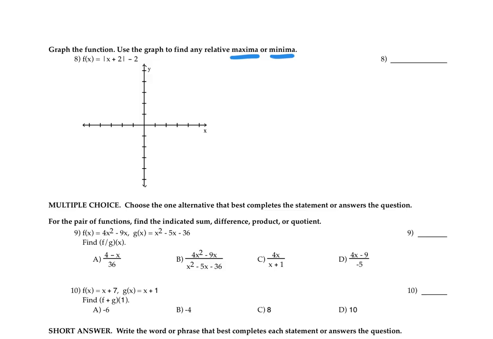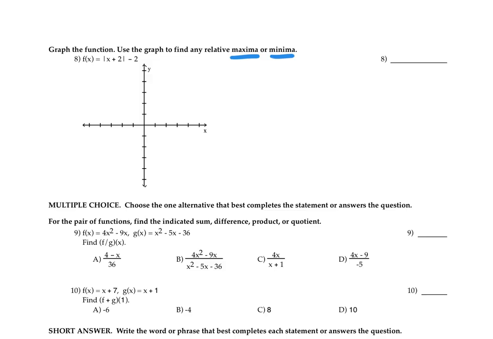Like for instance, what does the graph look like when I have absolute value? What kind of shape does it make? A V, yep. So my graph is either going to look like this or it's going to look like this, right? It's either a V that opens up or a V that opens down. This one will have a minimum. This one will have a maximum.